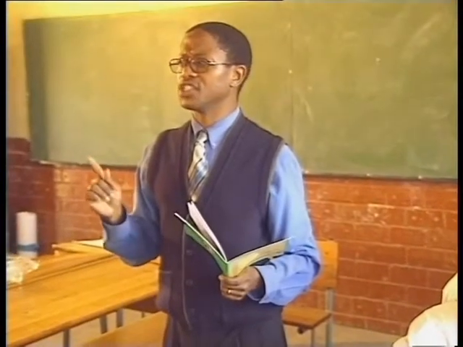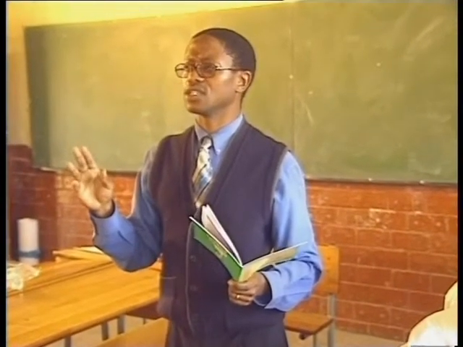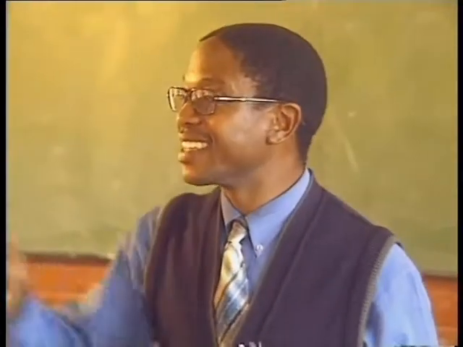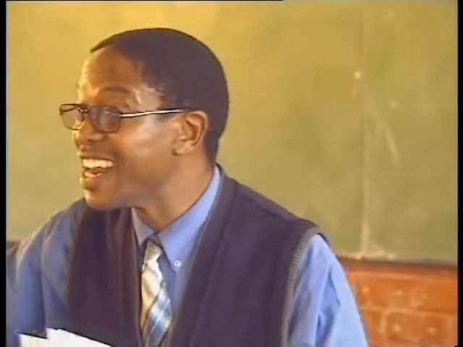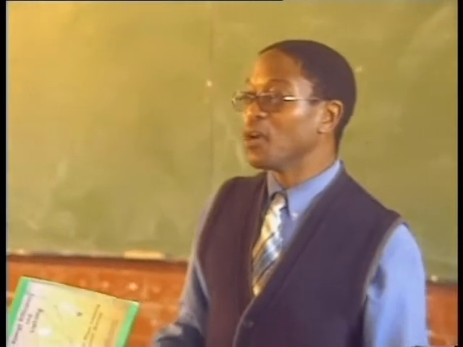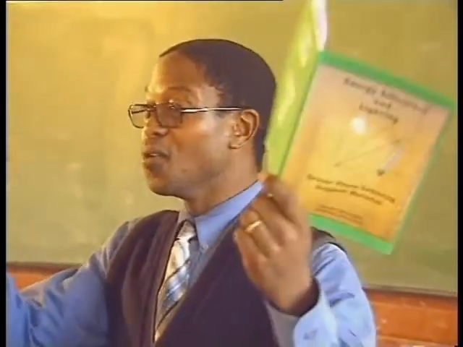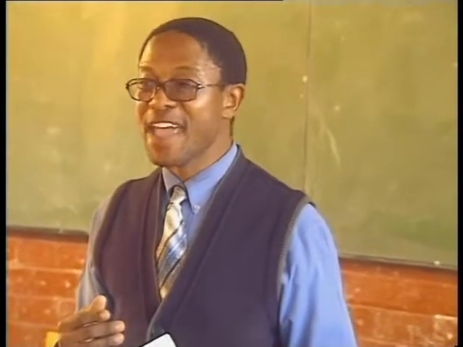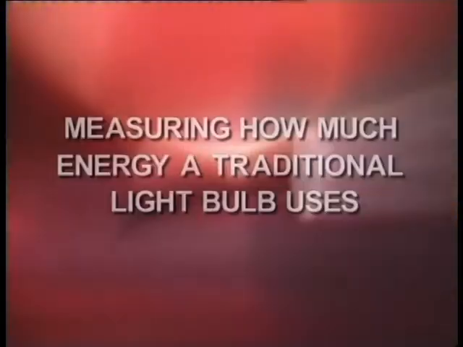How do we define energy? Gongo. It is the ability to do work. Good. It is what makes the light bulb to light up. It is what makes the motor car to move. Okay. Energy makes matter to move. It is very good.